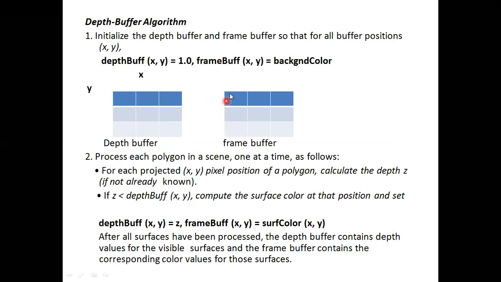And in the frame buffer, for each x and y, that is x is columns and y is rows, for each of these cells I will be storing the background color at that particular position. The background color is black, white, or whatever it is, that I will be storing here. Next, I will process each polygon in the scene at a time, as follows.